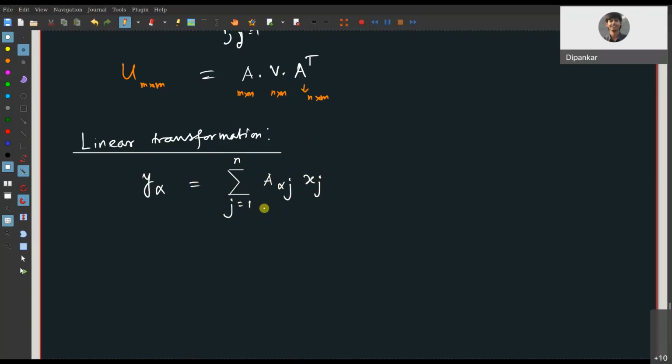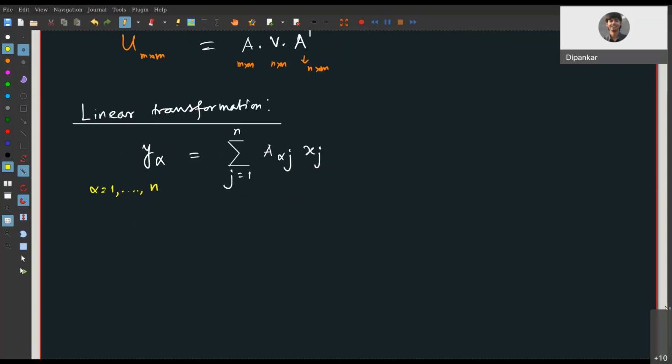So basically, I create my y_alpha as a linear transformation in terms of this x_j. Here again, alpha equals 1 up to n, and j as well. So the dimensionality in the y space is the same as the dimensionality in the x space.